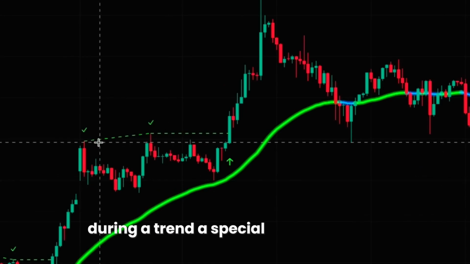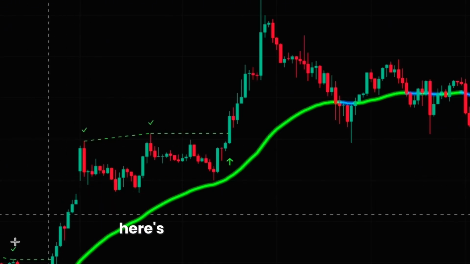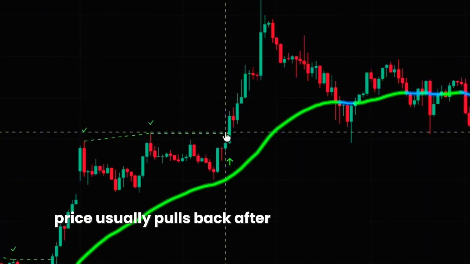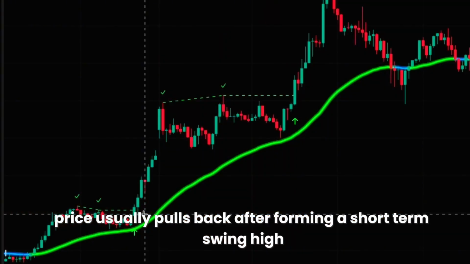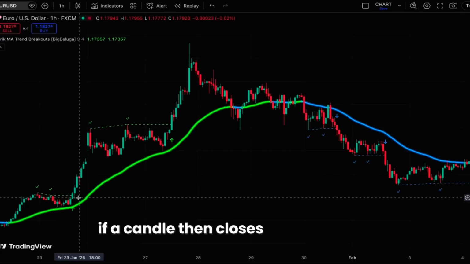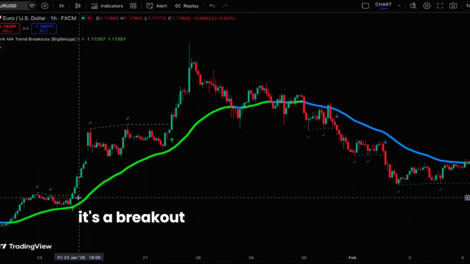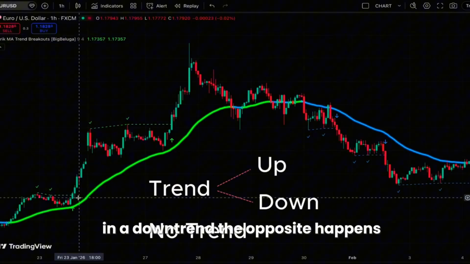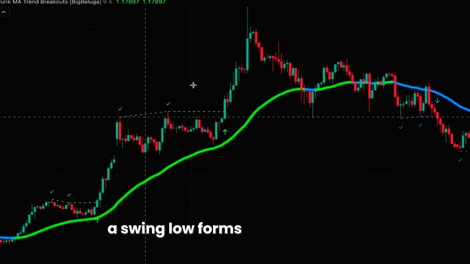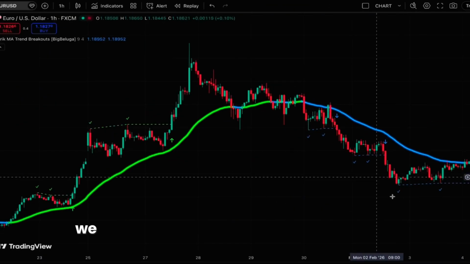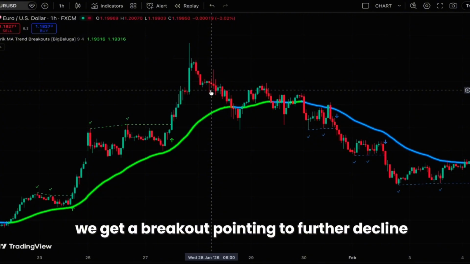During a trend, a special concept appears, the break of structure, BOS. Here's how it works. In an uptrend, price usually pulls back after forming a short-term swing high. That high becomes temporary resistance. If a candle then closes above that high, it's a breakout suggesting the uptrend may continue. In a downtrend, the opposite happens. A swing low forms before a pullback. When a candle closes below that low, we get a breakout pointing to further decline.